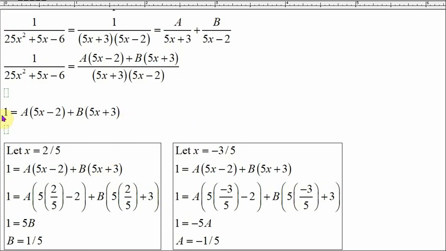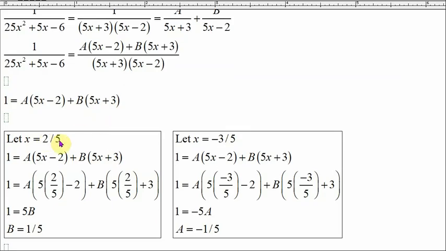This equation is true for all x, so we want to pick something that would make this factor 0 and this factor 0. So let x be 2/5, because 5 times 2/5 is 2, and 2 minus 2 is 0. So in the place of x, we have 2/5, and this part will be 0. And then here we get 5B equal to 1, so B is 1/5.